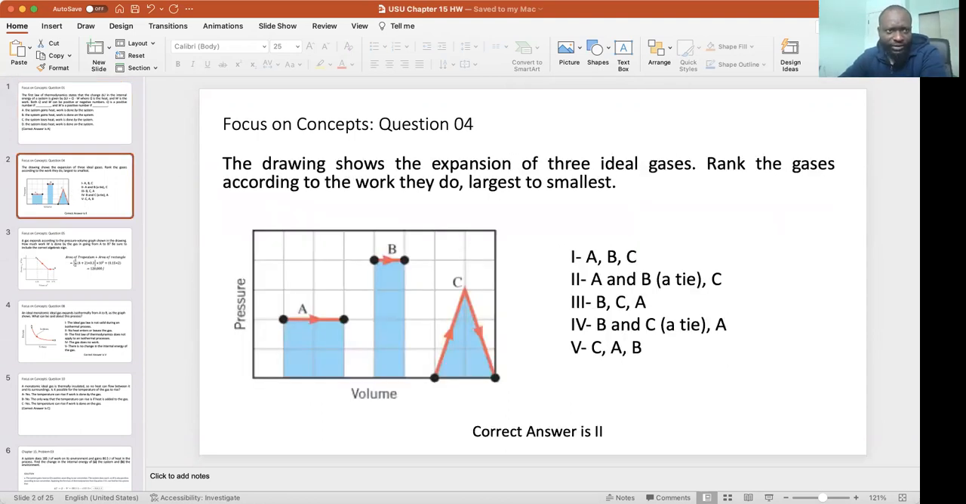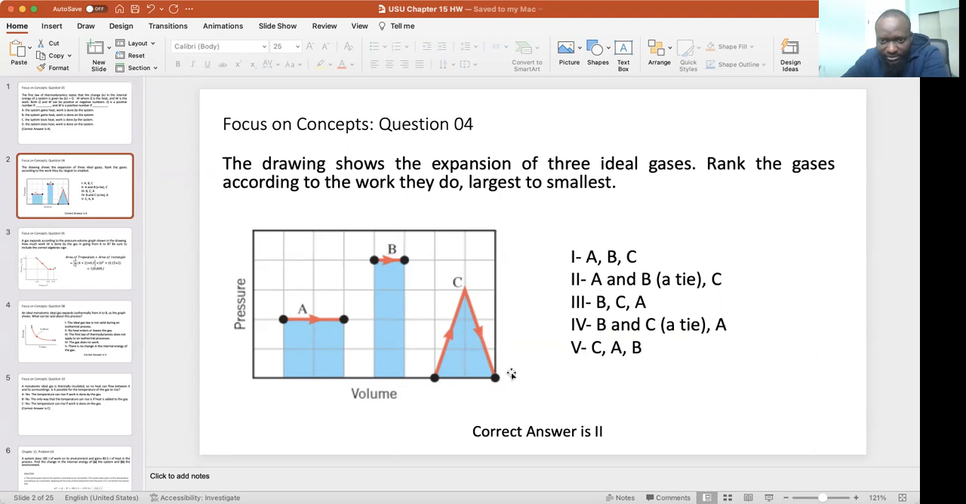Then we'll have focus on concept question 04. The drawing shows the expansion of three ideal gases. Rank the gases according to the work they do, largest to smallest. So this pressure volume graph, we're going to take the area under the curve. So this has four boxes, this has four boxes, and this has one, two. This one has a little less than four boxes.